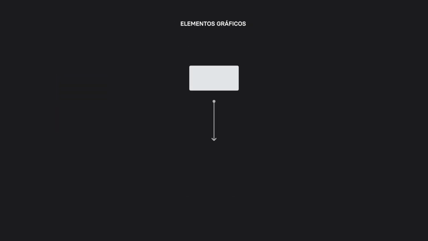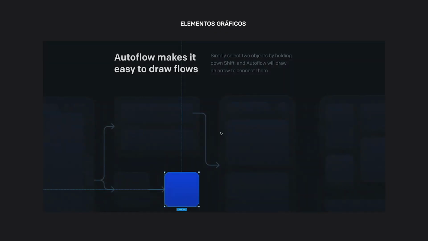Diagramming elements. For this, I use a Figma plugin called Autoflow. It makes mapping feedback loops and structures much more agile.